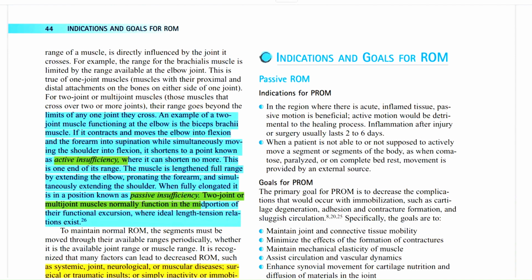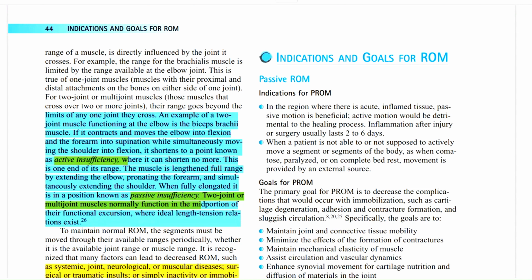But if the muscle crosses two joints, like two or multiple joints, there are two kinds of restrictions. Here you can see the active insufficiency and the passive insufficiency. Active insufficiency and passive insufficiency are the two terms that you have to understand in depth. We can take one example and discuss this. You can take the biceps brachii example. You know that the biceps brachii is a two-joint or multi-joint muscle.